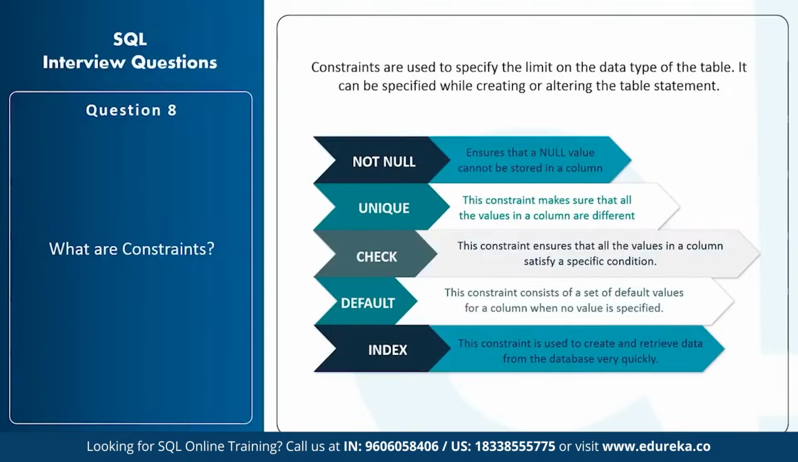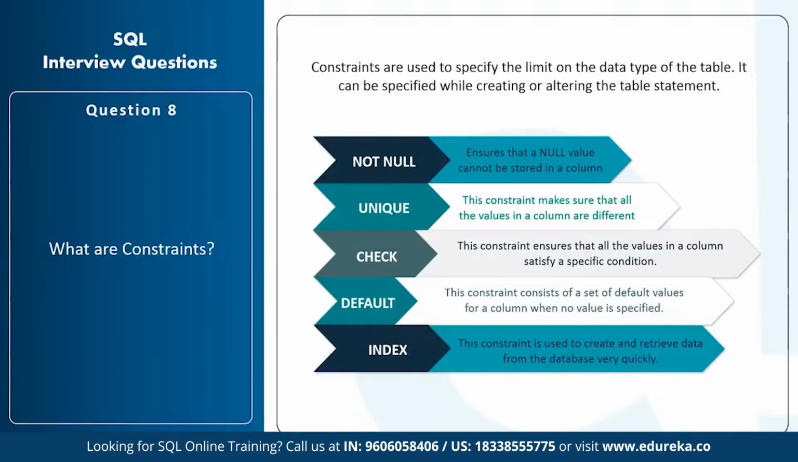Now talking about the default constraint, it sets a default value for a column when no value is specified. So for example, in a table of 10 rows, you have a column in which you do not specify values for all the 10 rows. Then you can set a default value, and the default value will be automatically stored whenever you don't mention a value in that column.